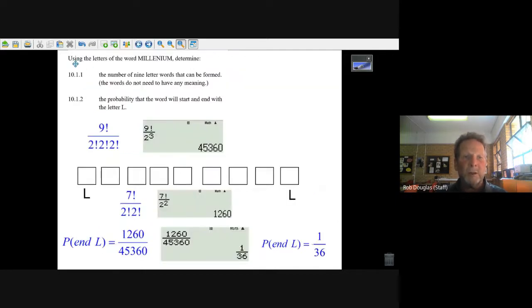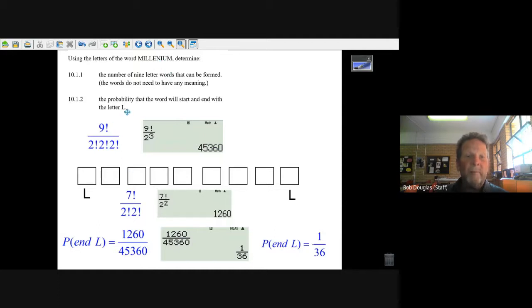Well, here's the question. It says, using the letters of the word millennium, determine the number of 9-letter words that can be formed. And they don't have to have any meaning. It means really just figure out how many arrangements you can do. Well, there's 9 letters, so it's 9 factorial on the top. But there's 2 M's, there's 2 I's, there's 2 L's. Those 2 factorials go on the bottom. Put it in your calculator. You'll get 45,360 ways to arrange millennium.